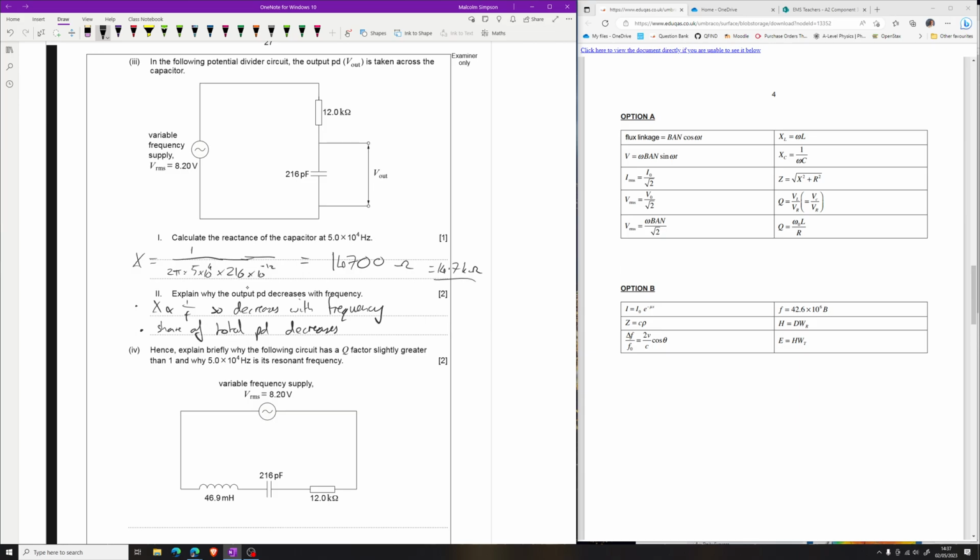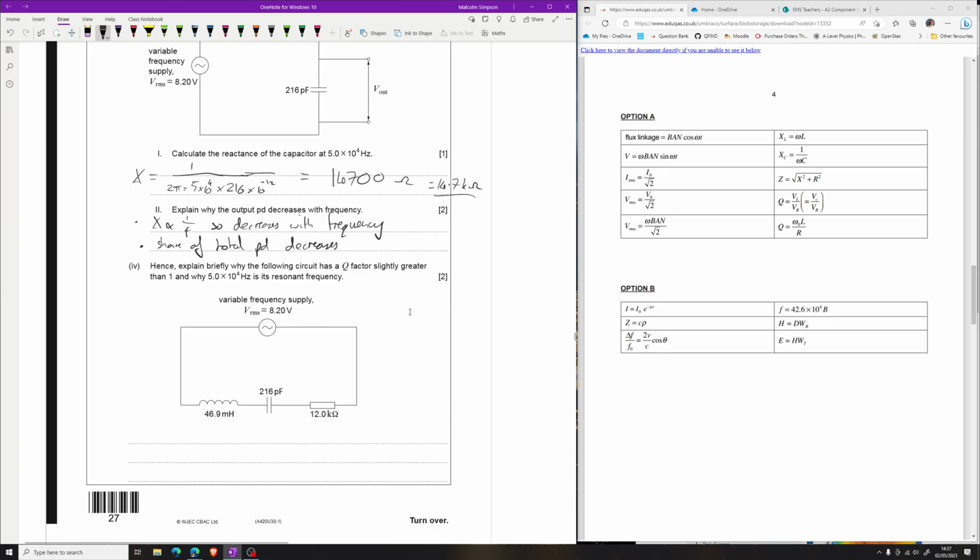Yeah, arguably you could give a longer answer, but I think for 2 marks that's enough. If I was going to give a longer explanation, I would probably say, therefore total impedance of the circuit decreases, so current increases, so the PD across the 12 kilo ohm resistor increases, and the PD across the 2 must add to 0.2. That's the long version, but for 2 marks, I think it's okay to just say fraction or share of total is going to decrease.